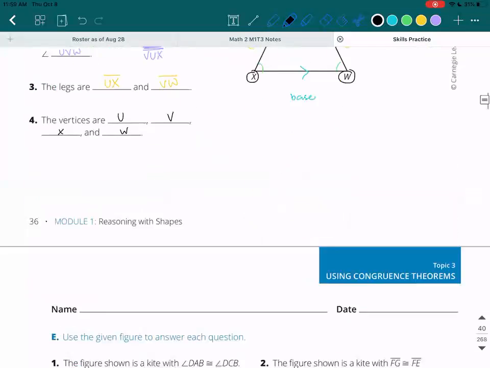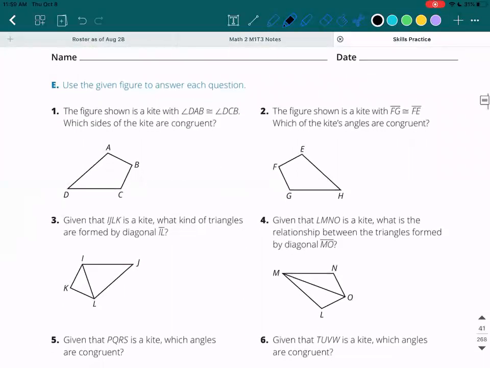Cool. Okay, next section. Use the given figure to answer each question. The figure shown is a kite with angle DAB congruent to angle DCB. Which sides of the kite are congruent? So we have this kite over here. They told us that angle DAB is congruent to angle DCB. So they said those two angles are congruent. And then they want to know which sides of the kite are congruent. So the kite has two pairs of congruent sides that are right next to each other. So it would be AB and BC.